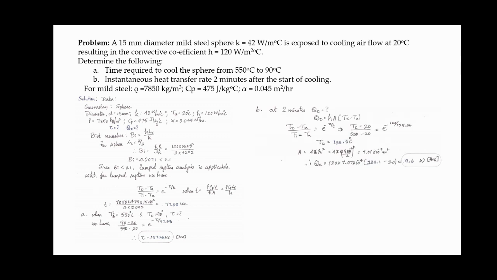Now we need to find out the instantaneous heat transfer rate 2 minutes after the start of cooling. For that, the instantaneous heat transfer equation is Q tau is equal to H into A into T tau minus Ta.